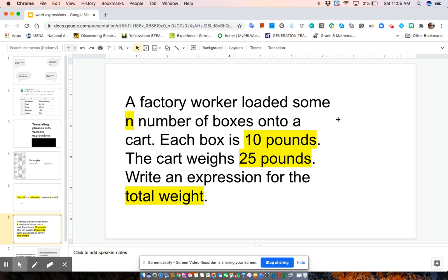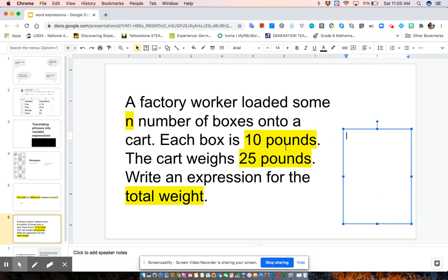All right, so there are a couple more. This is a longer expression that we're dealing with. So like the 10 pounds deals with each box, and the n is the number of boxes. So I'm going to write 10n because for each box it's 10 pounds. Now, for total weight, if we're talking about the cart already weighing 25 pounds and you're adding boxes to that, we're going to add the 25 pounds to the weight of the boxes for our total weight.